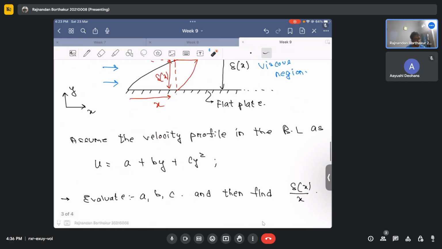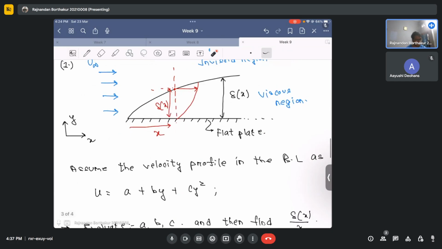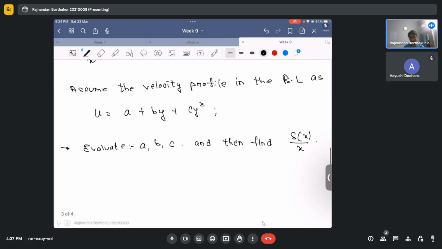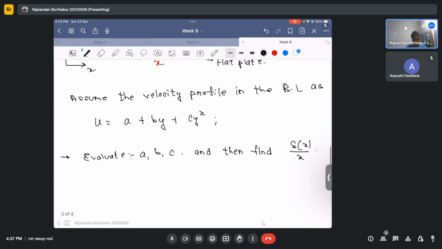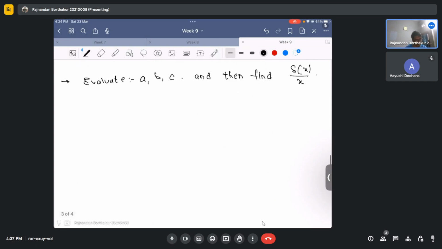Then, using your knowledge of the boundary conditions, you need to evaluate these a, b, c, and then evaluate how this boundary layer thickness delta x varies with respect to x. I'll give a hint on how to evaluate that. But before that, let's quickly evaluate what these a, b, c would look like, and for that, you need to help me out. Can you tell me how we evaluate these a, b, c?